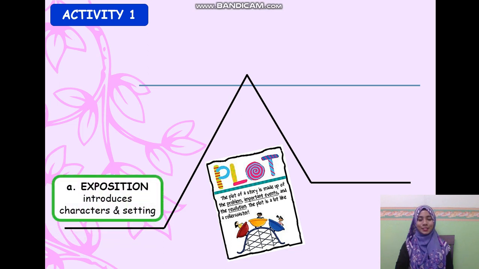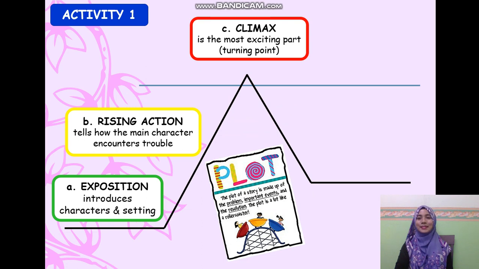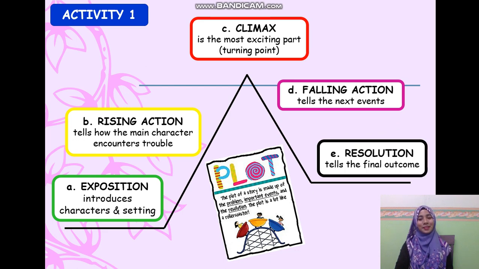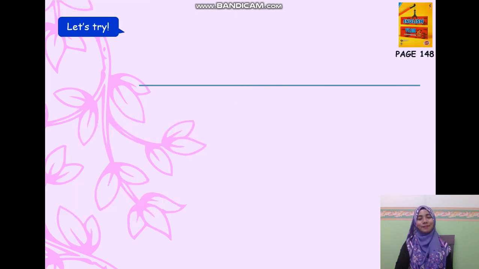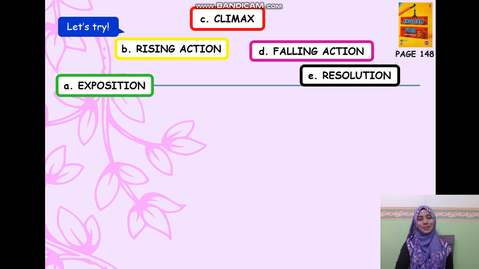We have exposition, the first part of the story, which introduces characters and setting. Rising action tells how the main character encounters trouble. Climax is the most exciting part of the story, the turning point. Falling action tells the next events. And finally, resolution tells the final outcome. So these are the 5 elements of a plot. Let's recap: exposition, rising action, climax, falling action, and resolution.